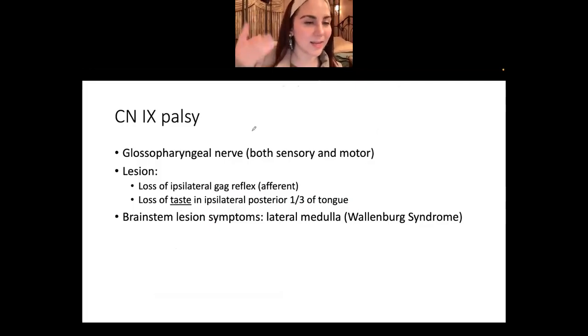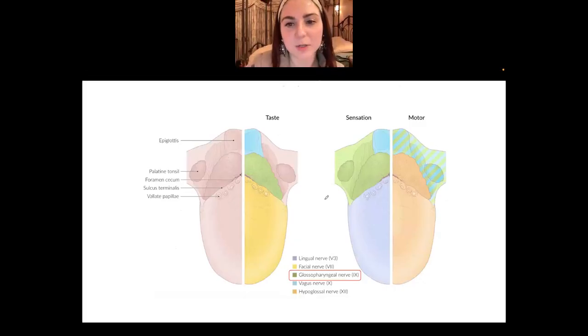9 senses that something is touching your uvula, basically. That's cranial nerve 9. And then the actual gag, the actual effect of touching the uvula, that gagging motion, is cranial nerve 10 mediated. That's the efferent reflex part of it, if that makes sense. So cranial nerve 9 is the afferent branch of the ipsilateral gag reflex, because we're talking about cranial nerves. And then you're also going to lose taste in the ipsilateral posterior 1/3 of the tongue. You'll see this with lateral medullary brainstem lesions, which we'll talk about.